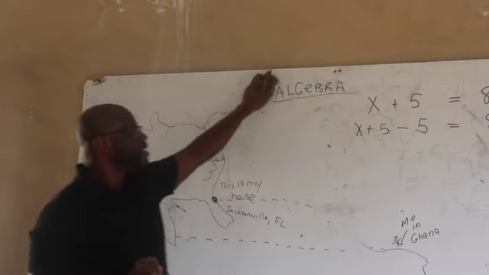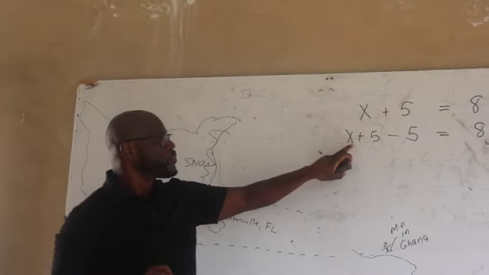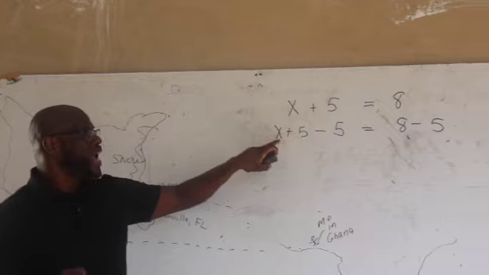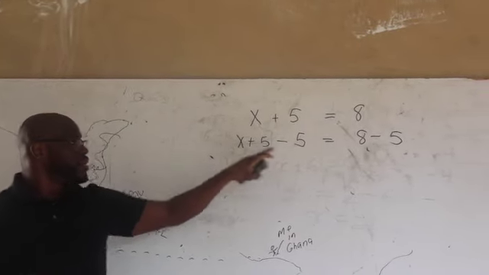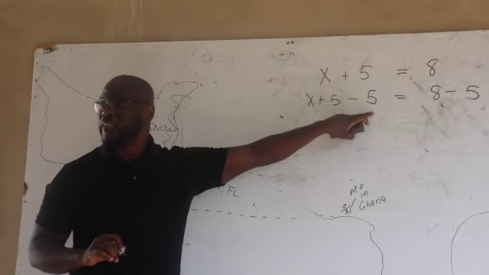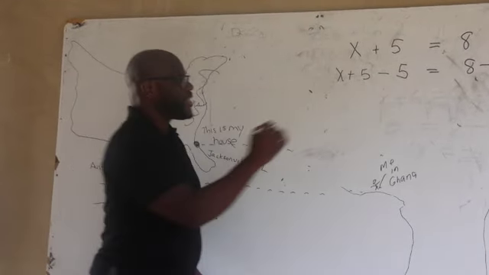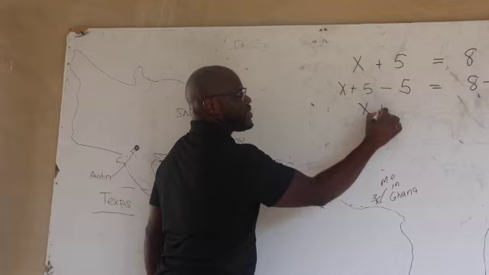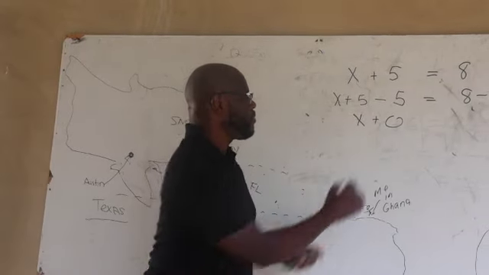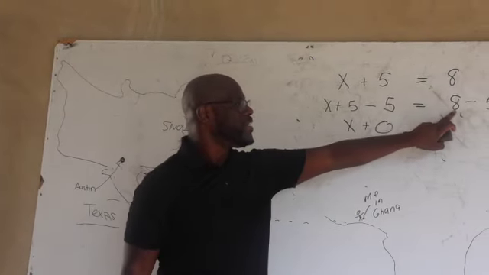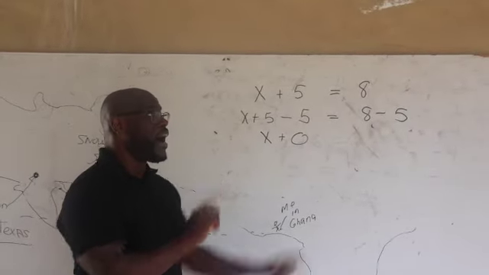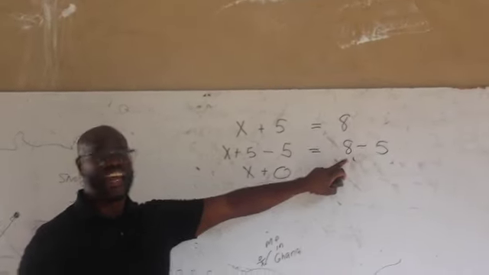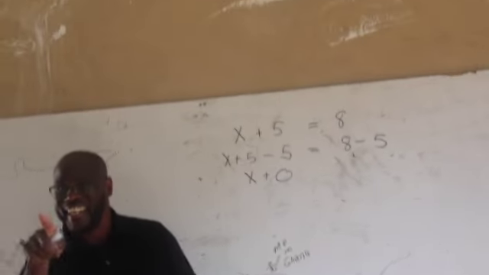Algebra. Okay? All right. So let's work on this side of the equation. x plus 5 minus 5. These two terms we can group. So 5 minus 5 is equal to what? Exactly. So on this side we have x plus 0. Now, on this side, 8 minus 5, what does that equal? 8 minus 5 is equal to what?